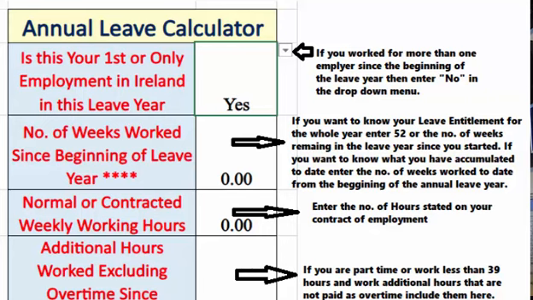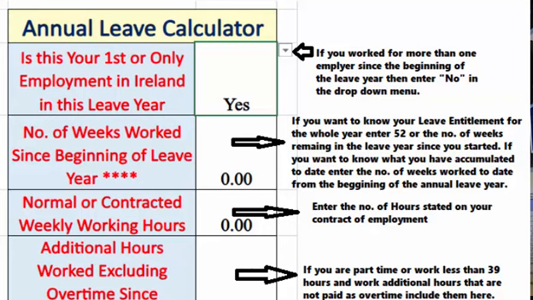In the second box of the calculator, number of weeks worked since the beginning of the year. If you want to know your leave entitlement for the whole year, enter 52, or the number of weeks remaining in the leave year since you started. If you want to know what you have accumulated to date, enter the number of weeks worked to date from the beginning of the annual leave year. There are a number of options here depending on the information you are looking for. For your full year entitlement, enter 52.